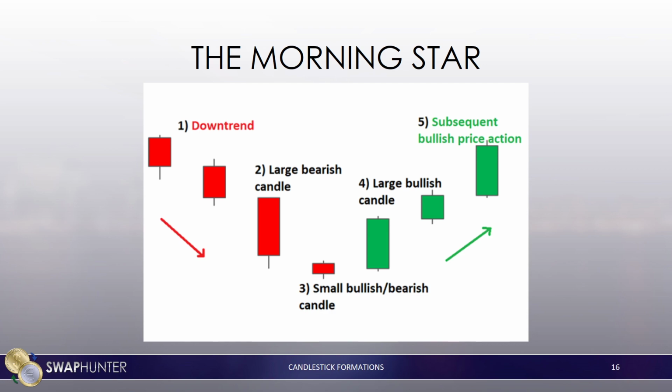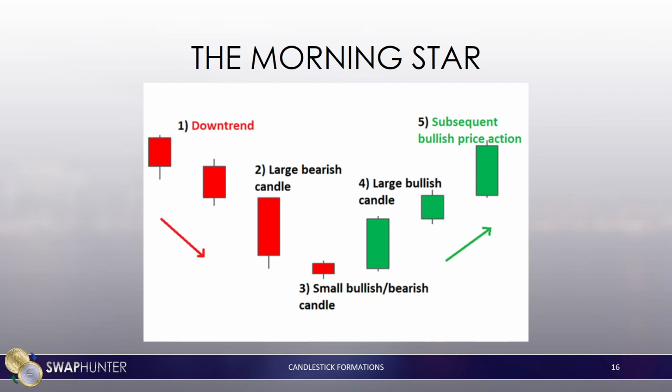To identify the Morning Star, we firstly have to confirm an existing downtrend. You should be seeing lower highs and lower lows, which is what we can see here. Here's the high of this candle, and that's a lower high and another lower high. Here's the low of this candlestick, a lower low here and another lower low. This is confirmation of a downtrend, and that's what you want to identify firstly.